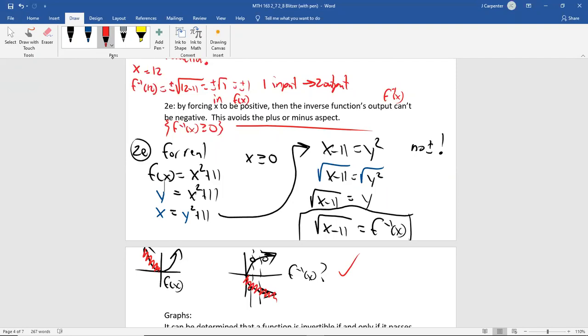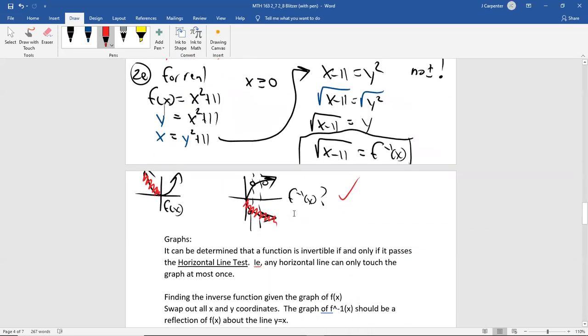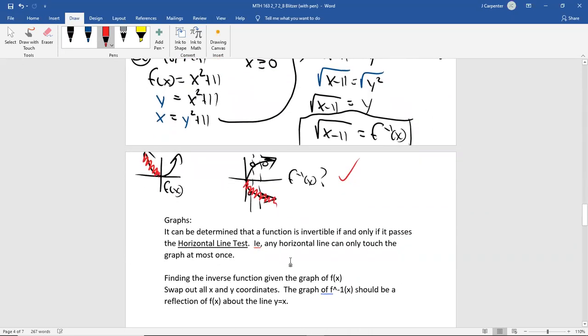We will actually see that as an example in just a little bit, but let's go over how I actually knew to do that. So with graphs, when we're dealing with functions as graphs instead of written out as functions, equations, however you want to call them, it can be determined that a function is invertible if and only if it passes the horizontal line test, i.e. any horizontal line can only touch the graph once.